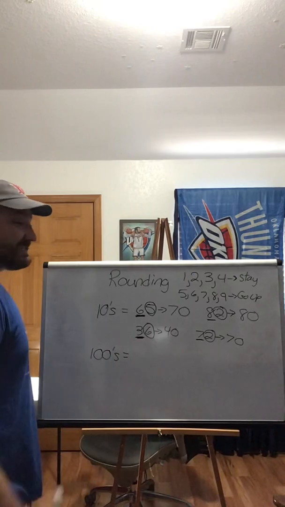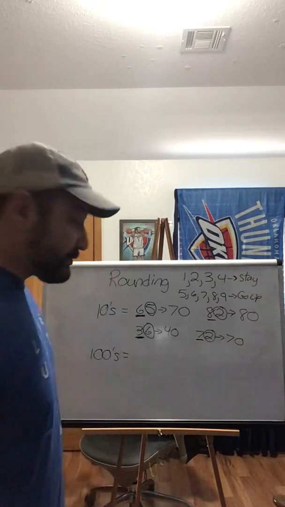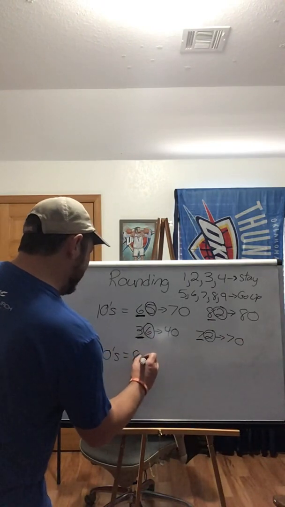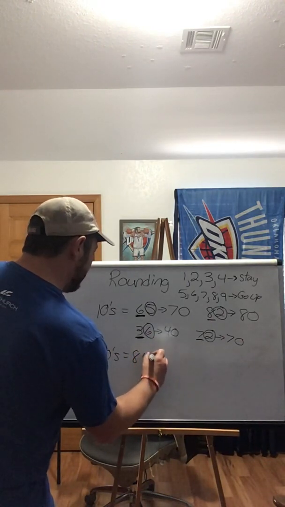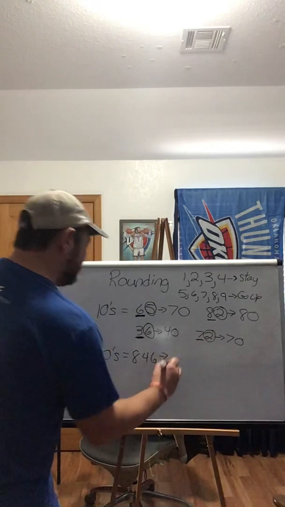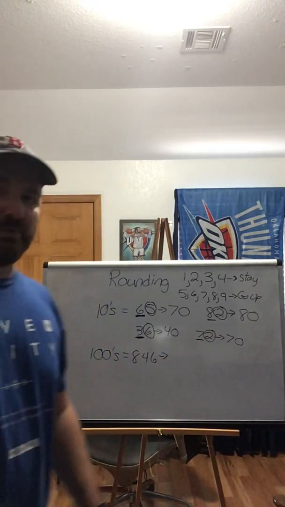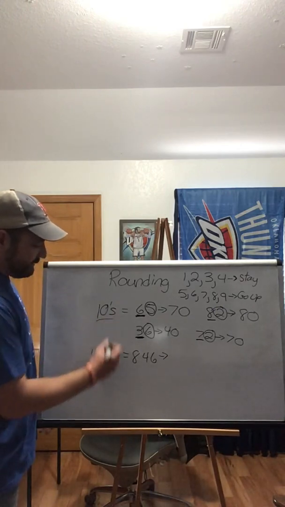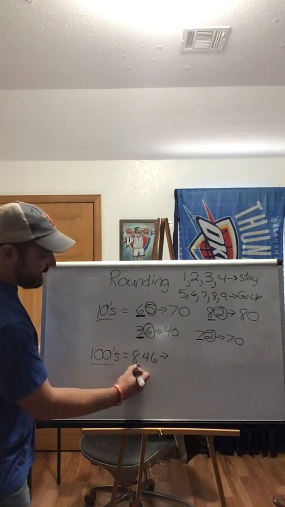Let's do this one. It's the exact same thing, only we're using different numbers. Watch. Let's say I have the number 846. What do I do? Well, in this case, I'm working on the hundreds place. So I'm going to underline my hundreds place.